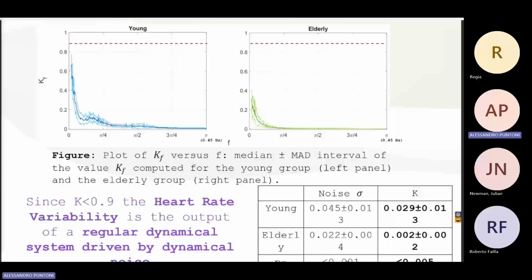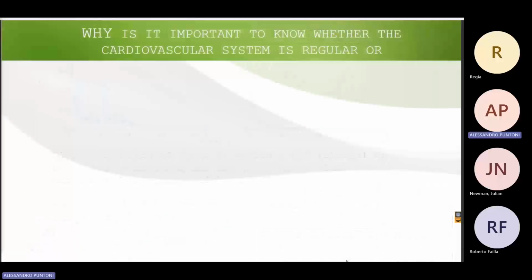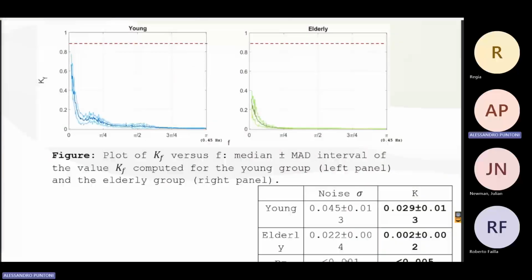Ah, you mean here? Yes. This is the noise standard deviation. This is the mean noise standard deviation estimated in the young group. So, for each time series, the noise standard deviation is estimated by the methodology in this paper. This is the synthetic data, though? No, these are the real data. Yeah, real heart rate variability time series.